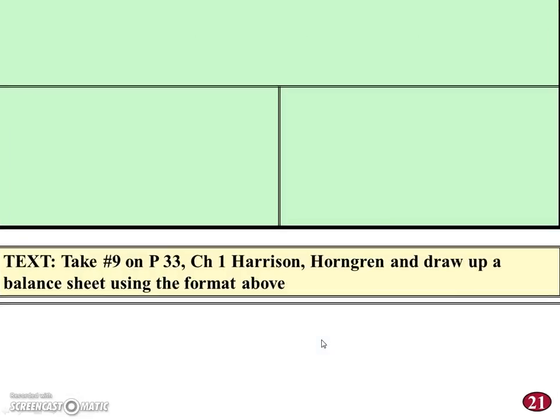I'd like you to try it yourself. Please take your textbook, page 33, number 9 of the text by Harrison Horngren. I'd like you to draw a balance sheet using the format above and in the previous slide. Okay, thank you very much.